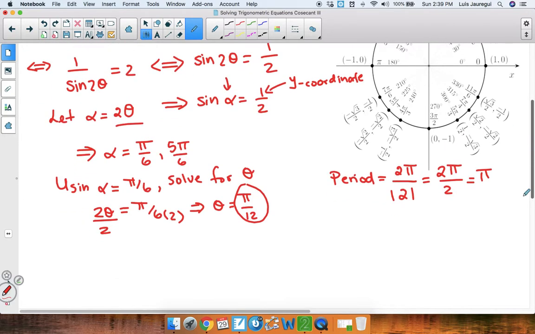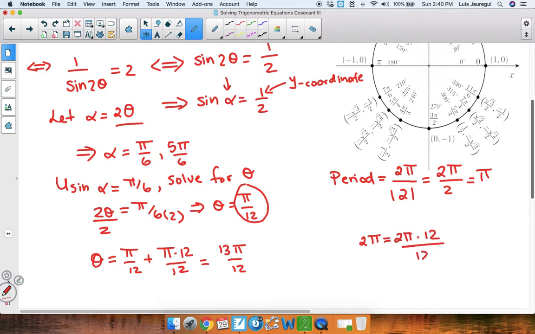So let's add the pi to get the next angle. We have theta is equal to pi over 12 plus pi, which happens to be the period. Let's multiply this pi by 12 over 12 to get the same denominator. So this now becomes 13 pi over 12. Now, to make sense of when to stop, let's recall that we want the values to go up to 2 pi. Well, 2 pi is 2 pi times 12 over 12, which gives you 24 pi over 12.